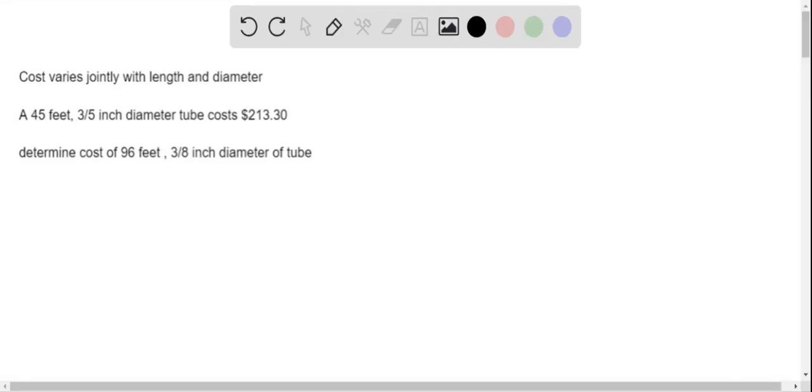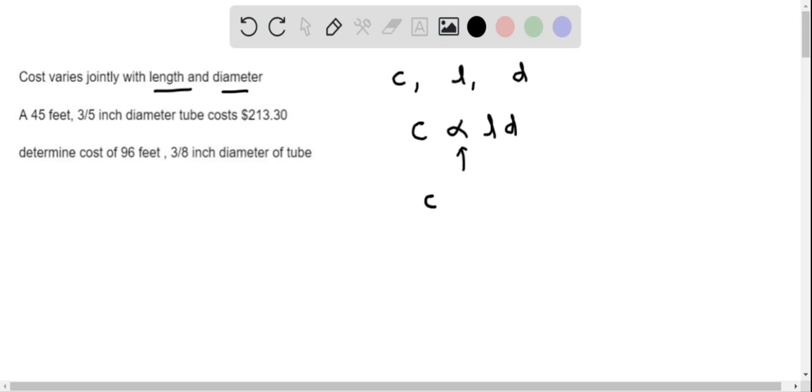So here we are given a joint variation problem, where the cost varies jointly with length and diameter. I'm going to represent the cost by the letter C, the length by the letter L, and the diameter by the letter D. So I can write down this joint variation as C jointly varies with L and D. This symbol is a symbol of joint variation.